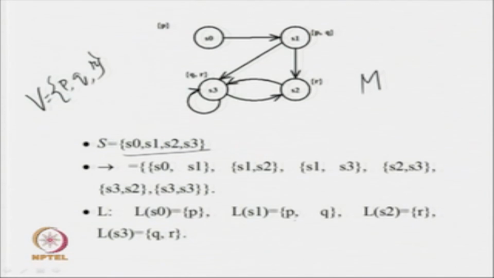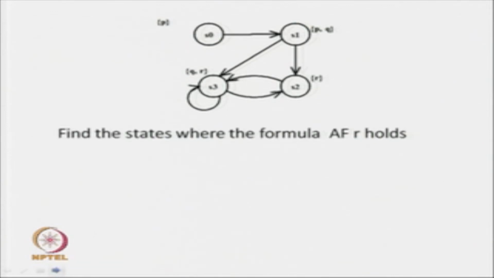Similarly, in state S1, the labeling function says P and Q, which means atomic propositions P and Q are true in S1. The labeling function of S2 says R, which means R is true in S2. The labeling function of S3 says Q and R, which means Q and R are true in S3, but P is false here. If it is false, we are not marking it directly, but indirectly it says P is false. Now we are concerned about this model and these three components, and we will see some examples with respect to this model.